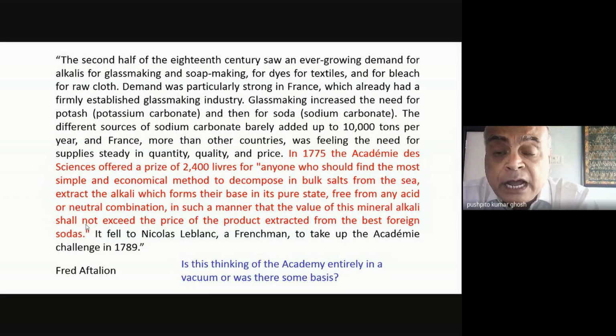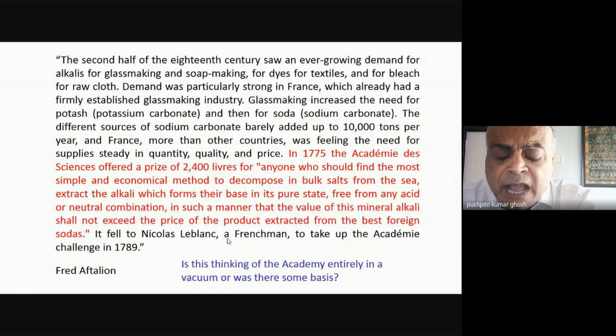And second, it has to be not something very costly. It has to be able to compete with the natural soda that had become available at that time from some mines, apart from the potassium carbonate from the plant. But they said you have to compete with that, otherwise we are not interested. And it was this person Leblanc who took up the challenge. It was an open challenge, given to everybody. And this person said, oh, it would be interesting to come up with a technology.